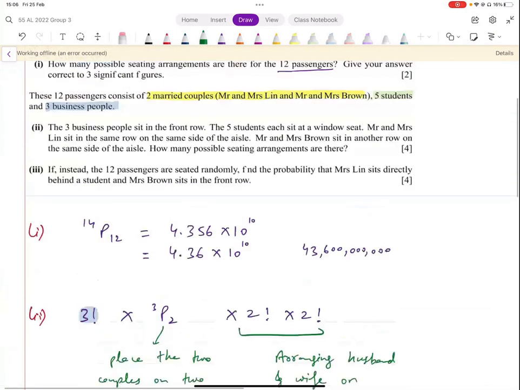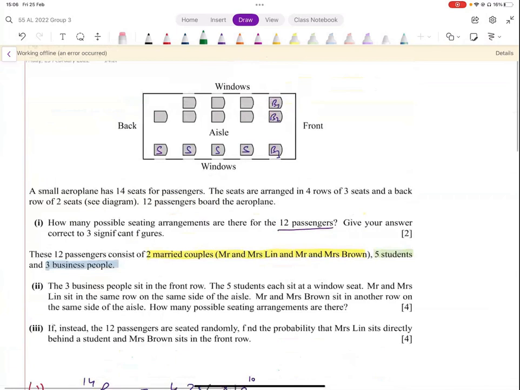Okay, that one is done. Now what are we left with? We are left with only students. Once you have placed those two couples in any two rows, how many options are we left with for students?